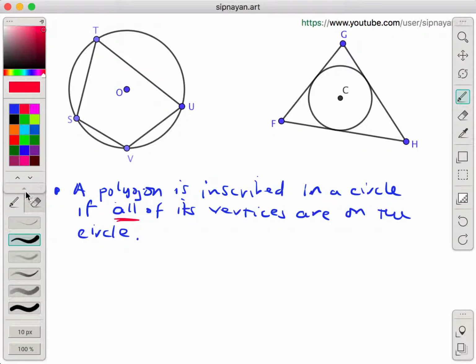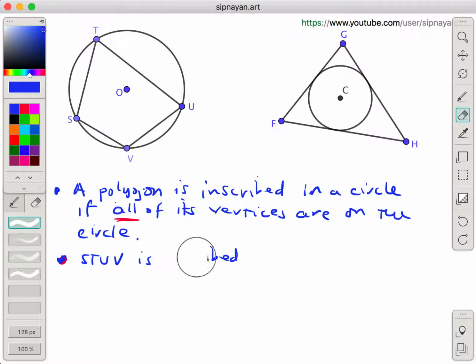So here in our example, we have quadrilateral STUV, which is an inscribed polygon from the figure.